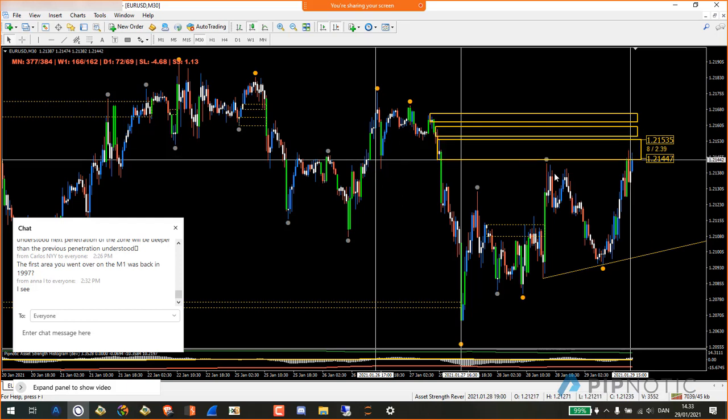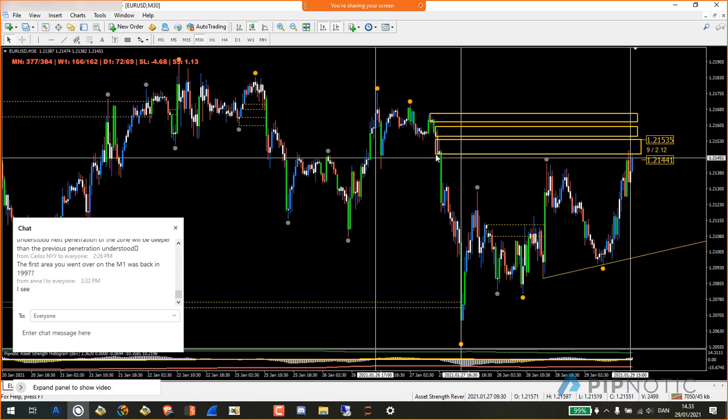Price comes up to it, we fail. Price comes up to it, we fail. And now we're fighting with this 30-minute area just here. Let me remove this, it's kind of in the way. And now what happens when this one is removed? Well, then this is when you look for the area that did it.